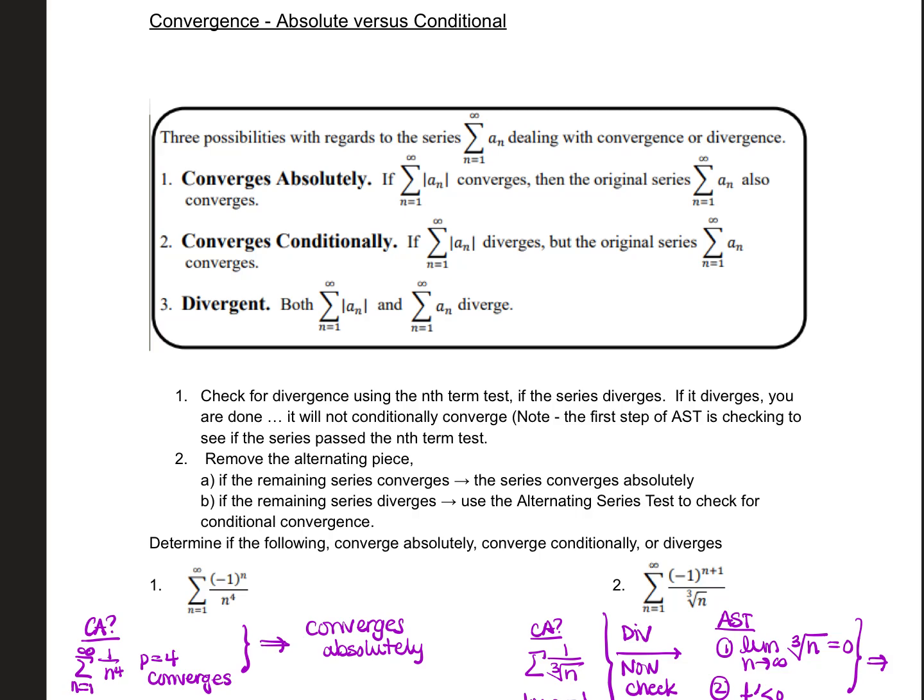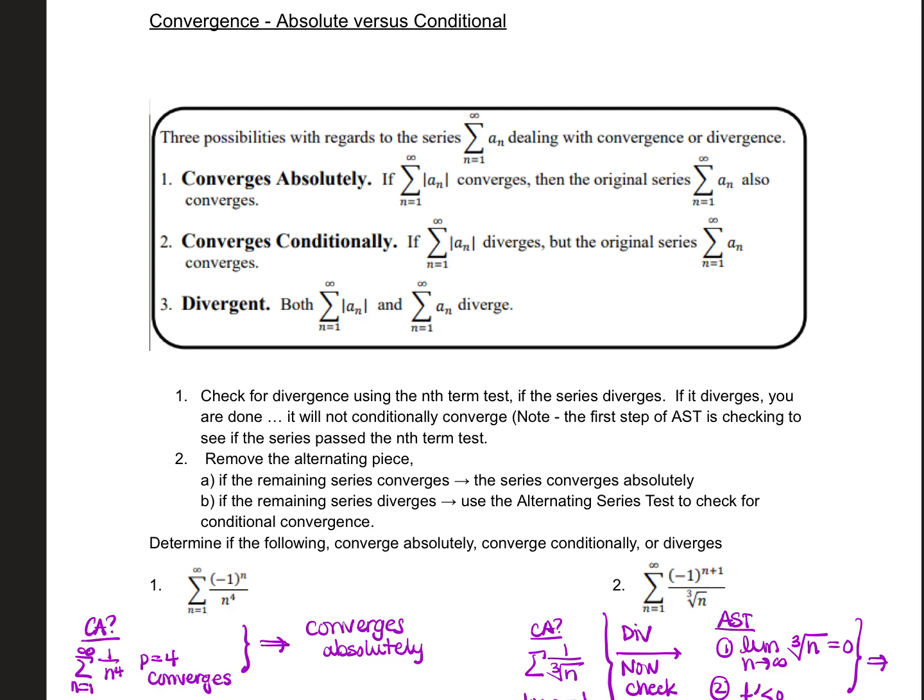All right, the next test combines the alternating series test with all the other tests that we've had, and that adds a little bit of chaos. So before we do anything, we're first going to remove the alternating part and determine if that converges. If the non-alternating part converges, it is said to converge absolutely.